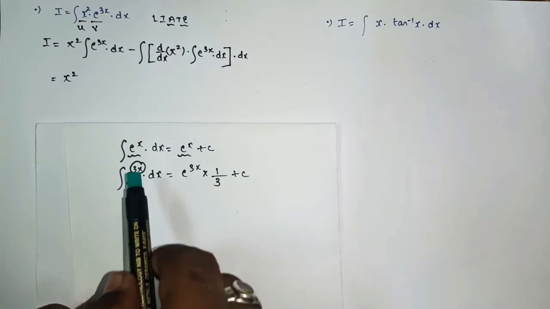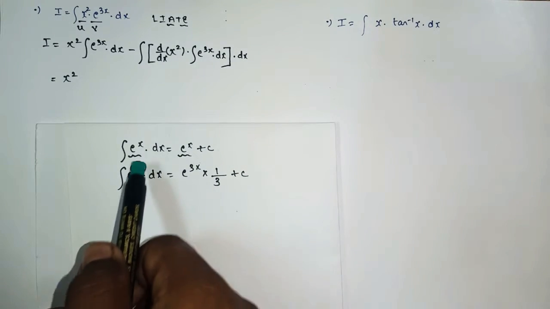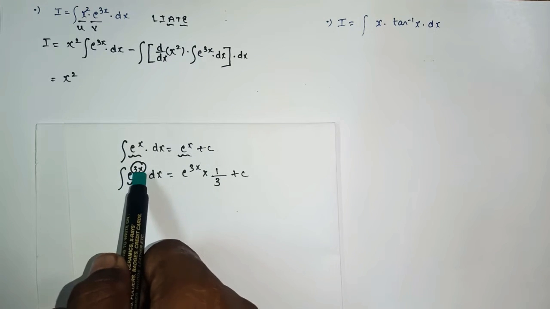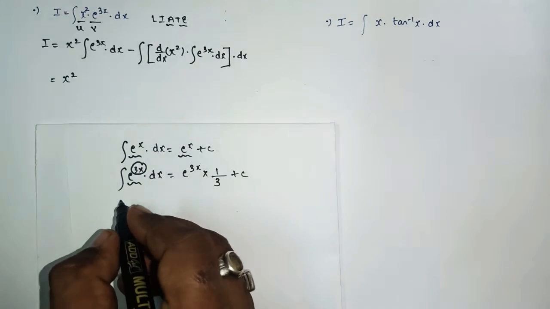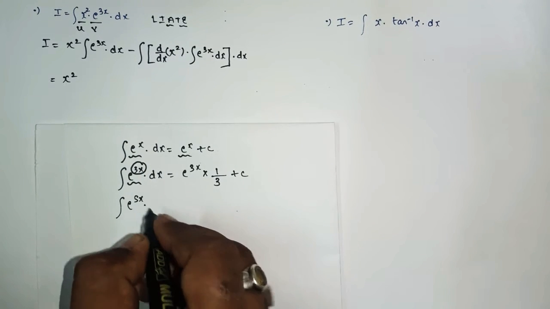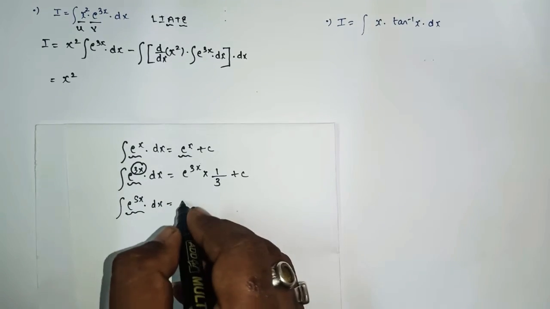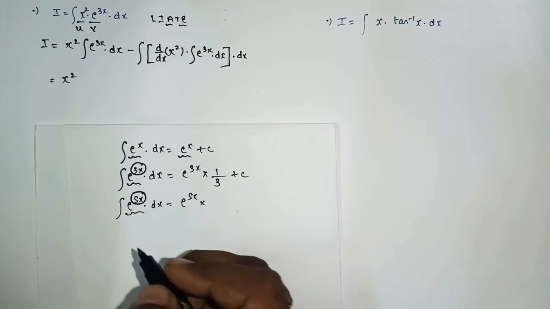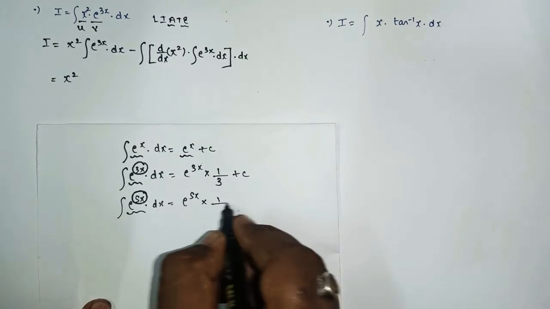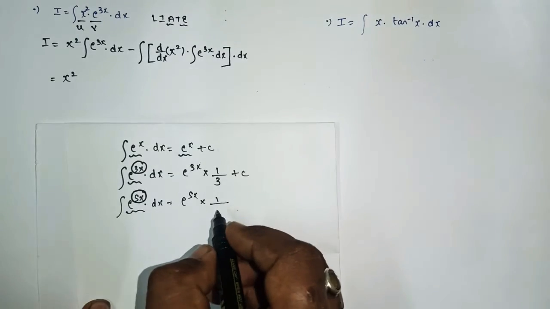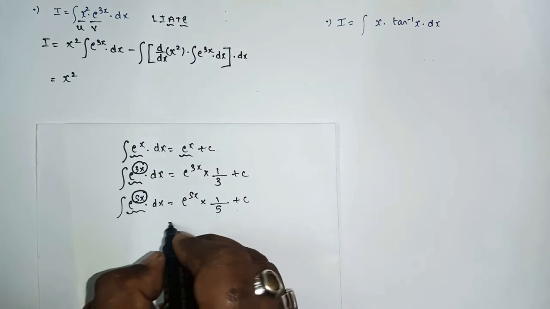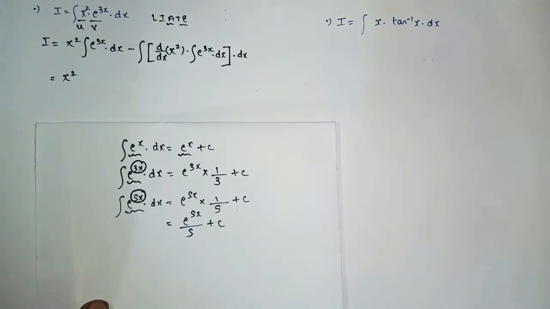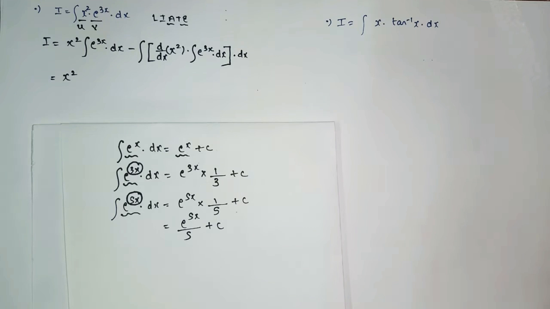Yes or no? As here x is replaced by a linear function, whenever x is replaced by a linear function, what exactly do we have to do? Into 1 upon the coefficient of x. For example, if I say integration of e raised to 5x into dx, integration of e raised to x is e raised to x, but here x is replaced by a linear function, so 1 upon the coefficient of x, which is 5, plus c. So e raised to 5x upon 5 plus c is the answer for this integral. I hope you all know this basic rule.